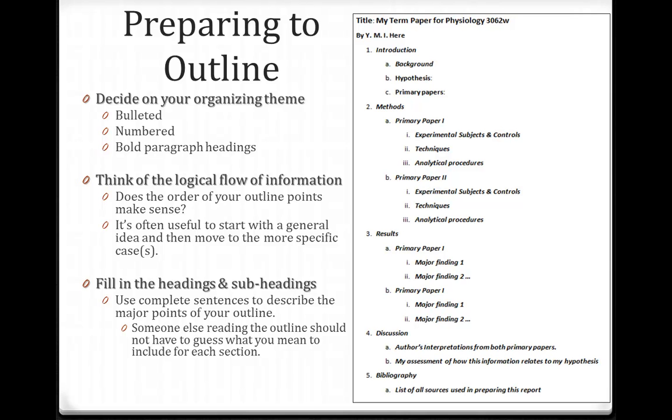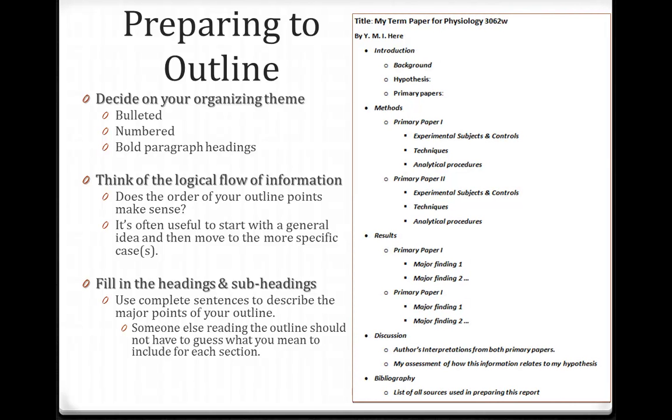The next thing you do is start to decide on what your organizing theme is going to be. And some of this is really trivial these days because of the way word processors are built. You can pick a style for your outline that will be bulleted or numbered, with bold paragraph headings, but that's just window dressing. What you really want to do is think about the logical flow of information. In what order do I want to put these points in my outline?